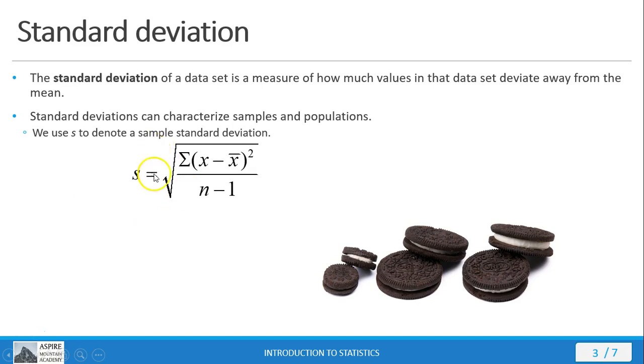We have the square root of the sum of the squares of x minus x bar divided by n minus 1. Remember that x represents the individual data values. We're going to subtract from each individual data value the mean value x bar. Then we're going to square those differences. And then we're going to add the squares of those differences together. And then we're going to divide that number by n minus 1, which is one less than the sample size, and then take the square root.